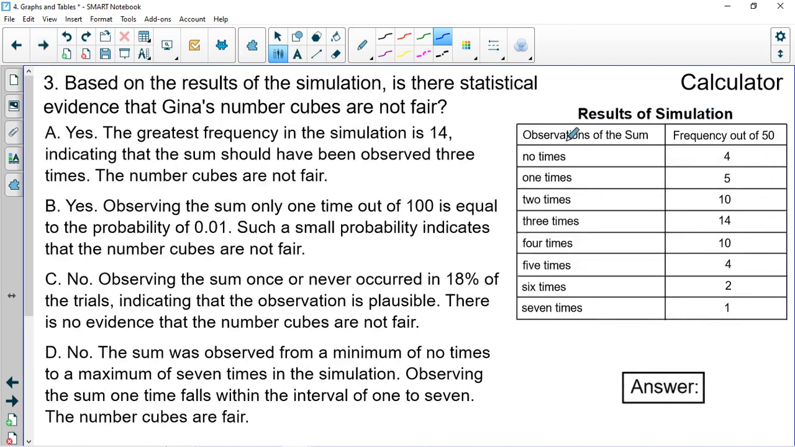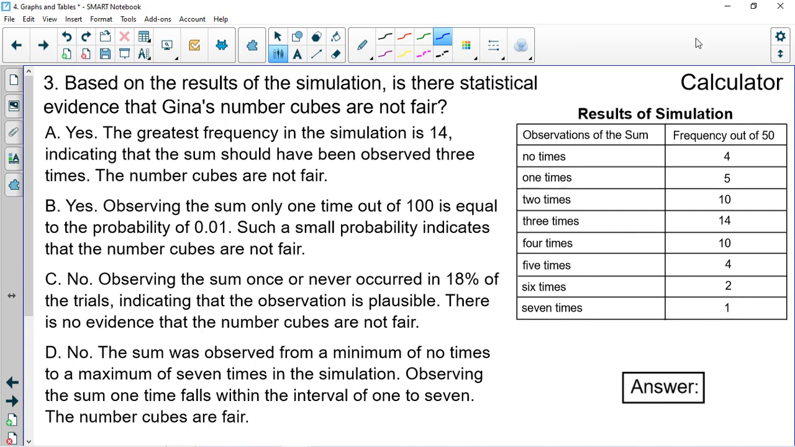So here we've got the table they were talking about where the results of the simulations that Gina ran are shown. And it says, based on the results of the simulation, is there statistical evidence that Gina's number cubes are not fair? So essentially, Gina's trying to test this to figure out, okay, are these dice weighted improperly? Is someone trying to cheat me with these dice they gave me? Let's take a look at the choices.